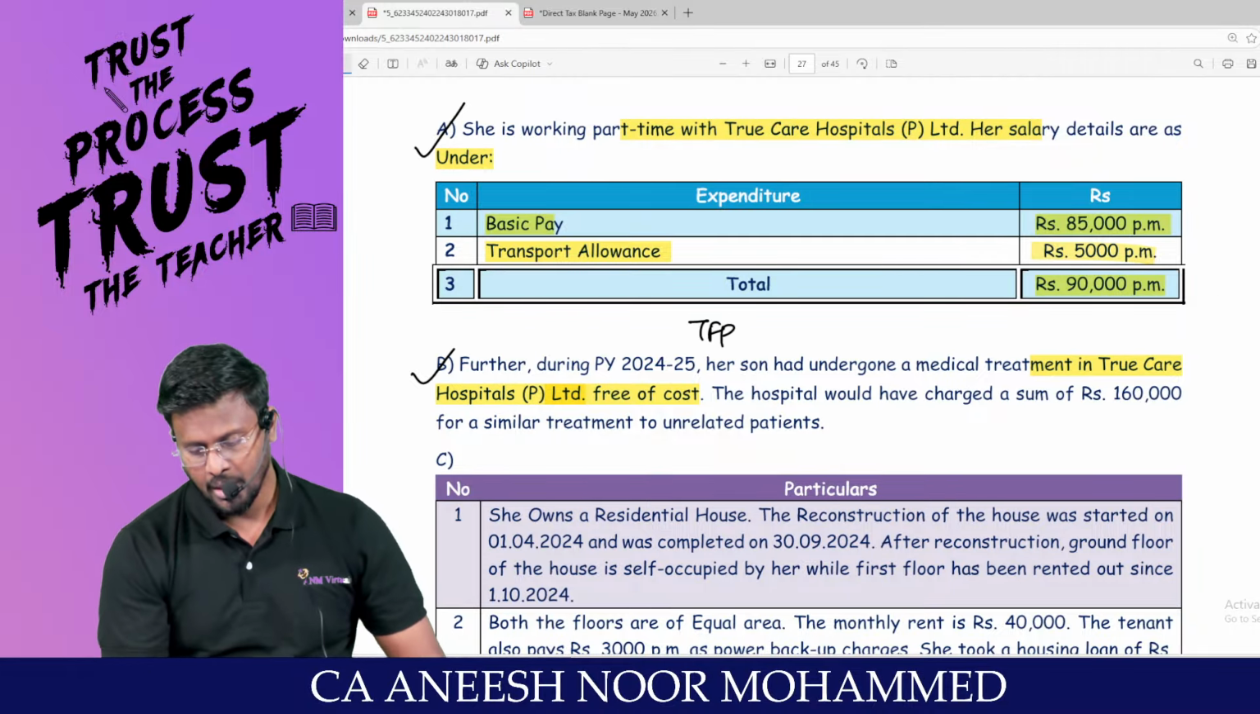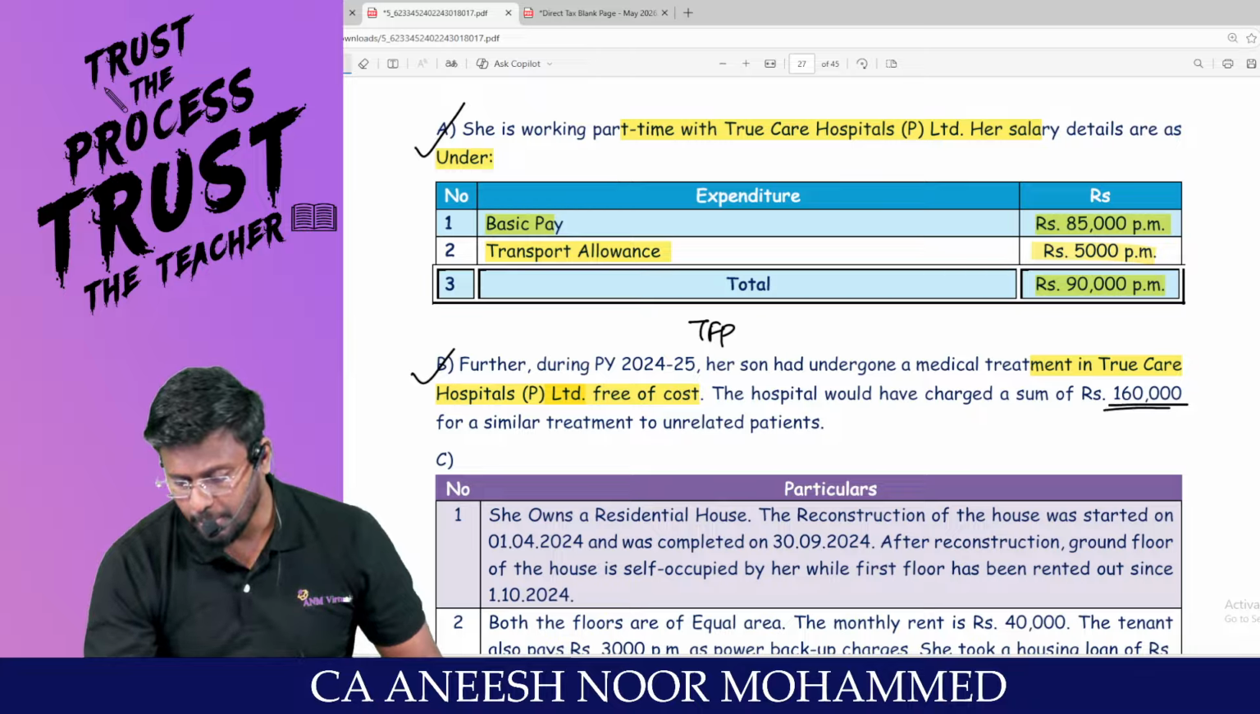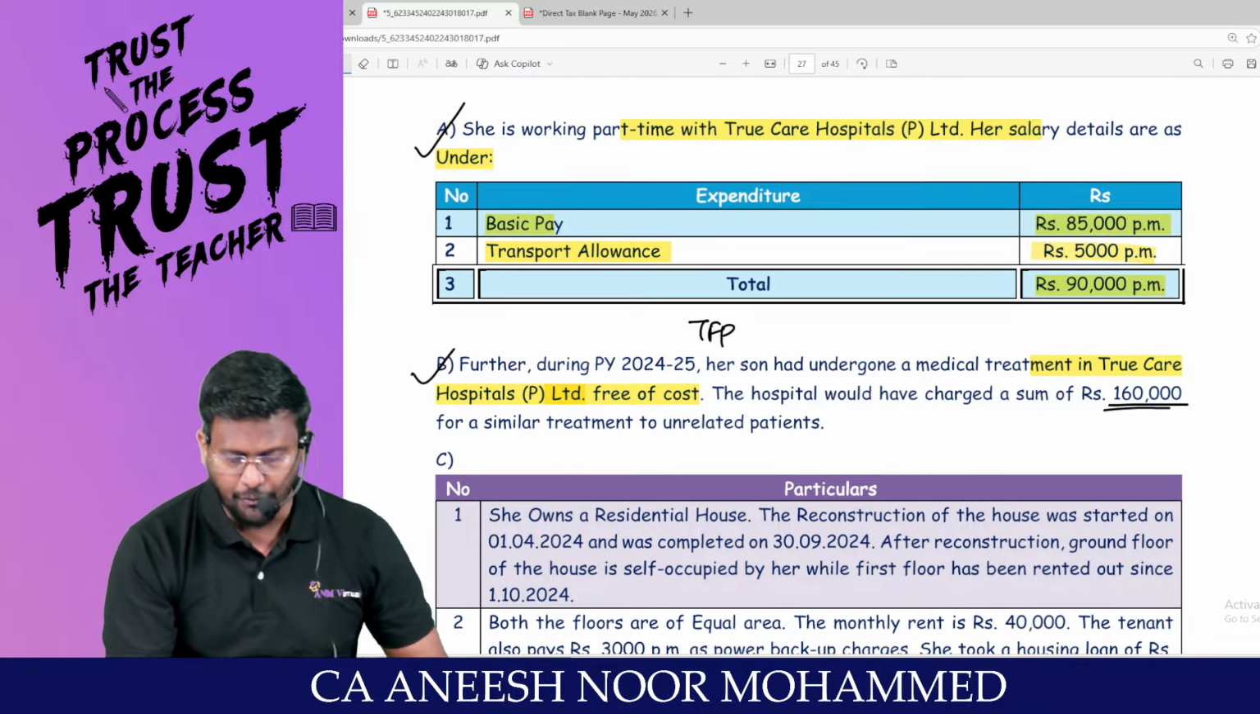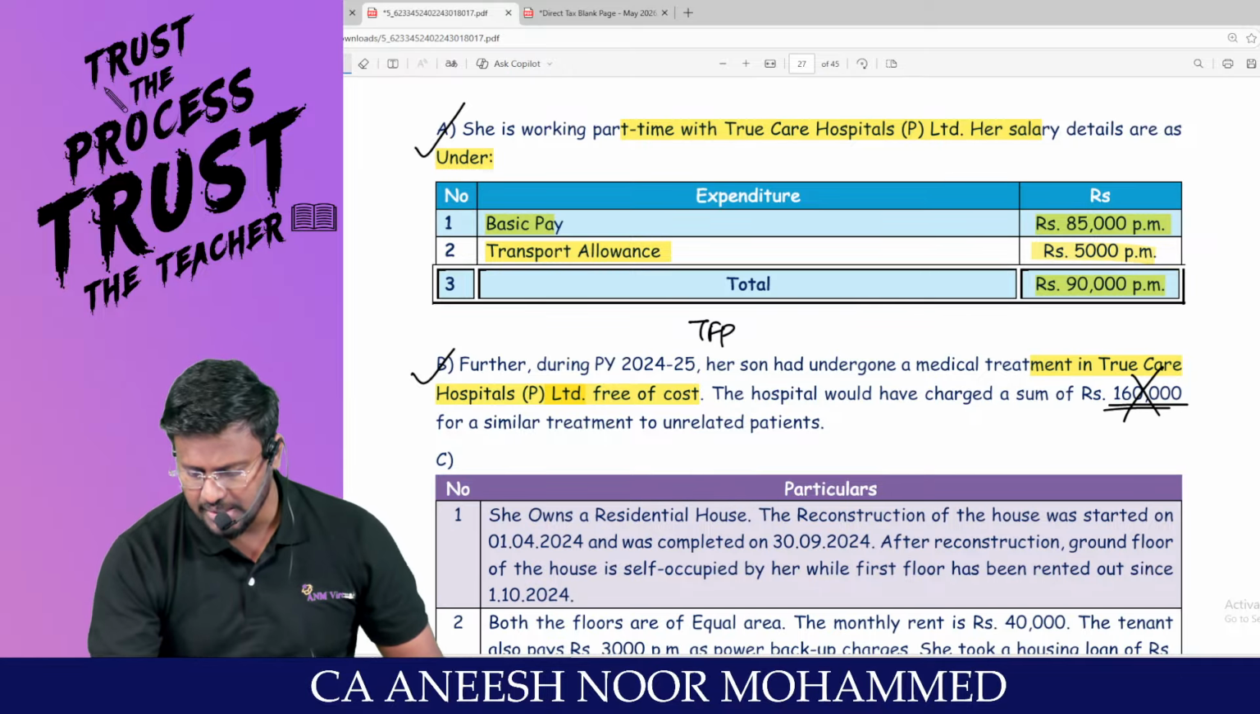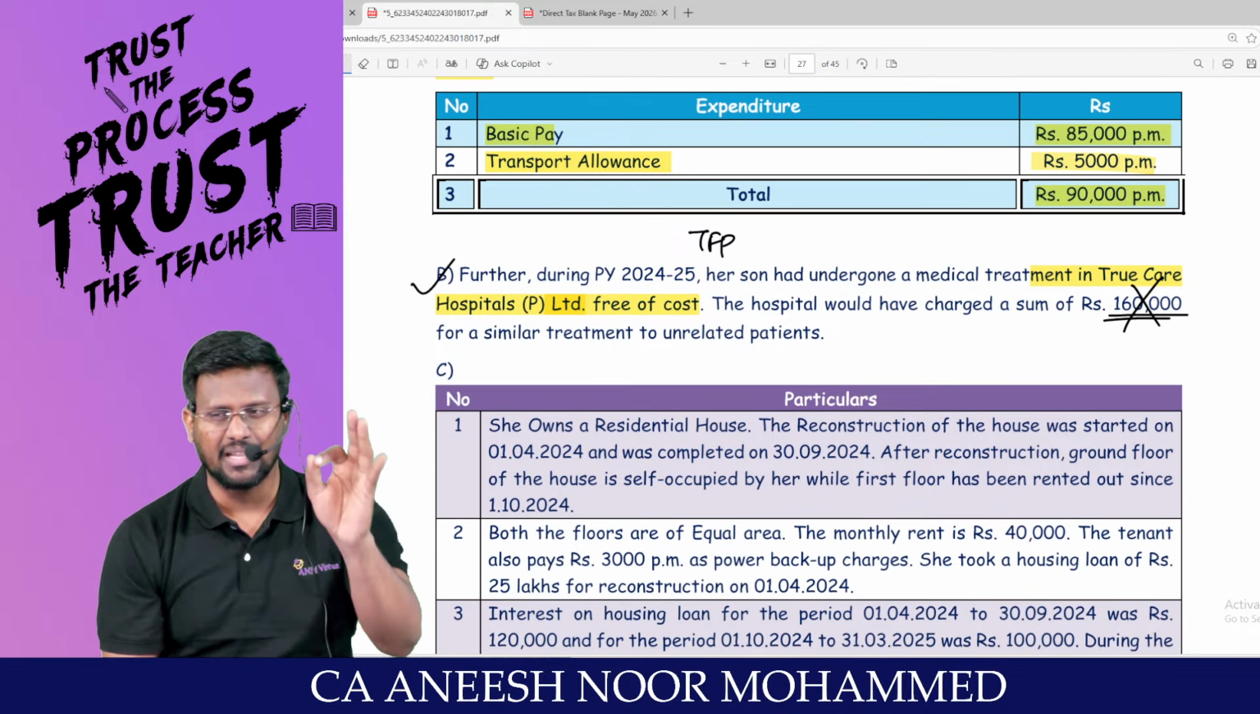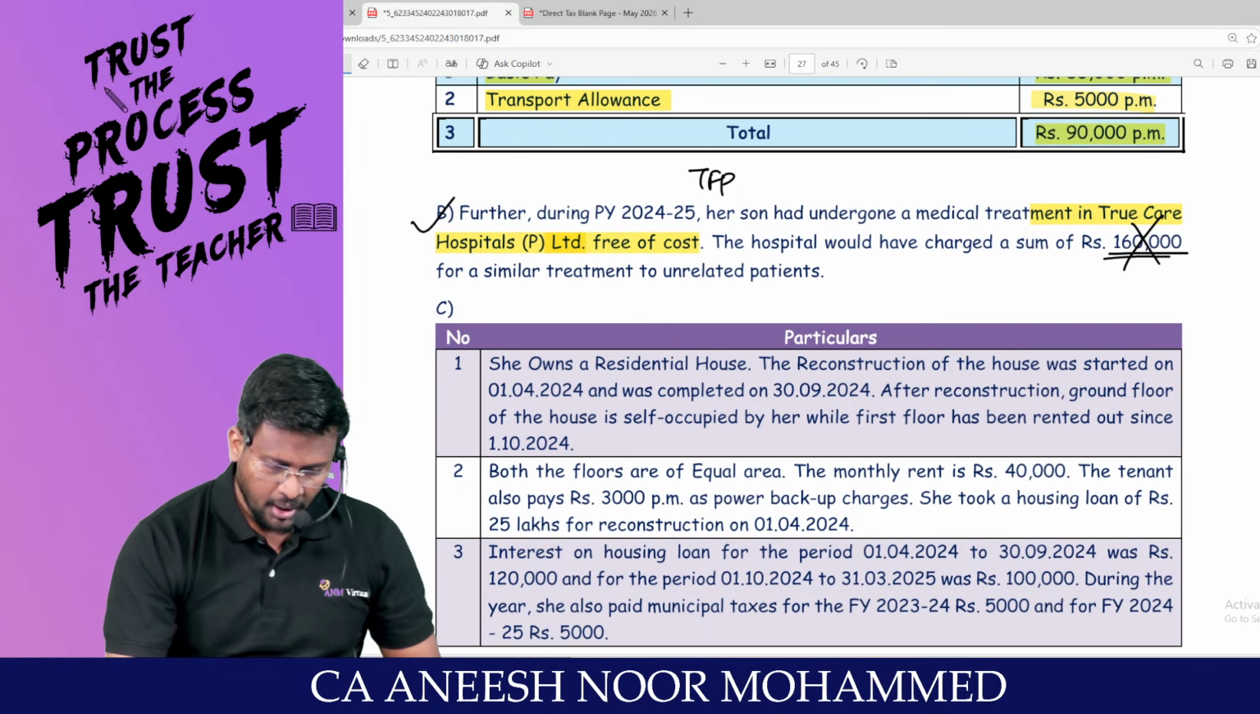Am I right? Hospital would have charged a sum of 1,60,000 for a similar treatment for an unrelated person. But this 1,60,000 will not be treated as perquisite in the hands of this person. Am I right? Point number C.